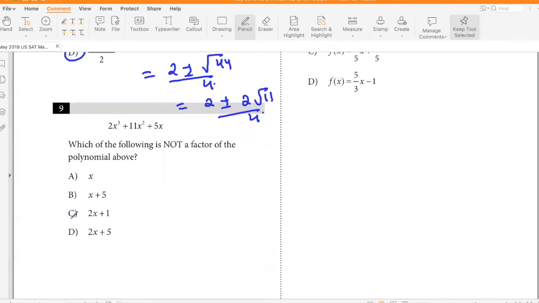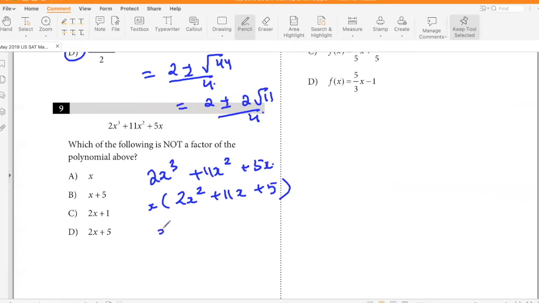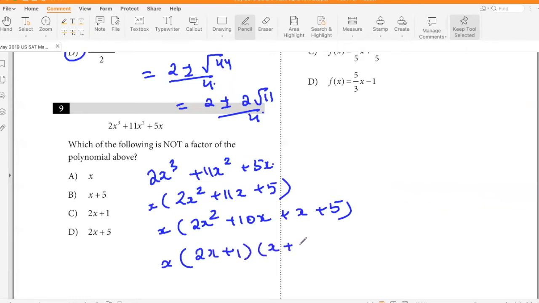Which of the following is not a factor of the polynomial 2x cube plus 11x square plus 5x? So taking x common, 2x square plus 11x plus 5. So 2x square plus 10x plus x plus 5. So (2x plus 1) times (x plus 5). So x is a factor, x plus 5 is a factor, and 2x plus 1 is a factor. So D is not a factor.